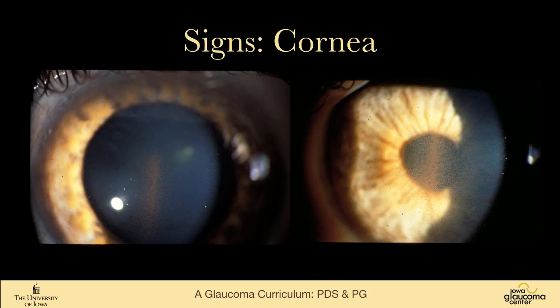A few more striking Krukenberg spindles here, and this patient really has a tremendous amount of pigment on the corneal endothelium. She had 20/40 vision that I could believe was due to her cornea.